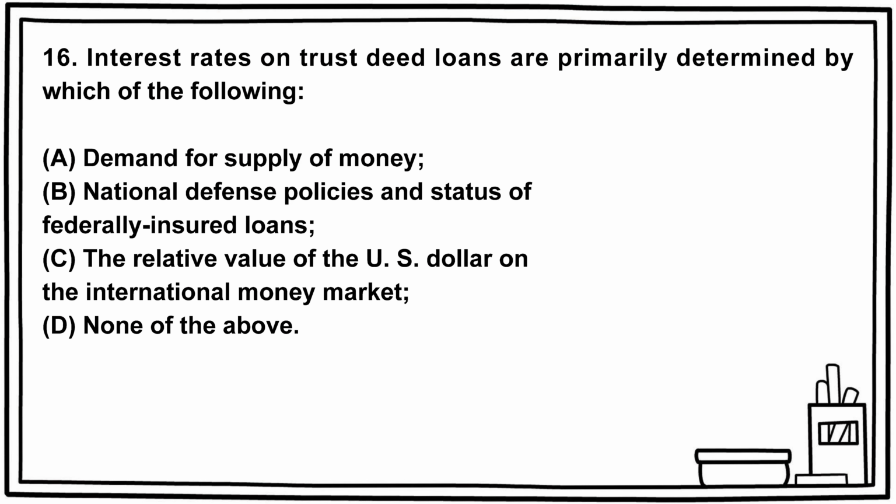16. Interest rates on trust deed loans are primarily determined by which of the following? A. Demand for supply of money. B. National defense policies and status of federally insured loans. C. The relative value of the U.S. dollar on the international money market. D. None of the above.